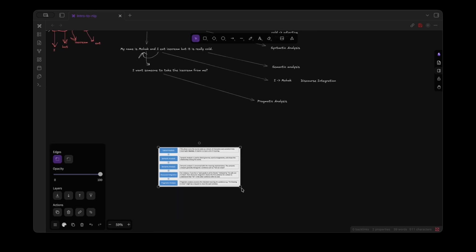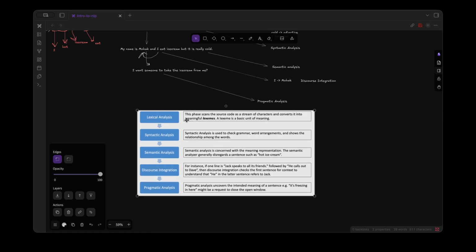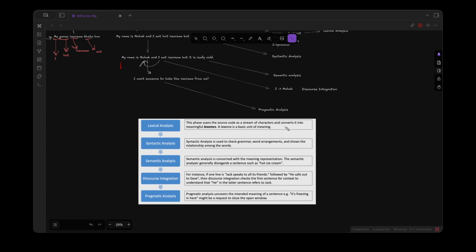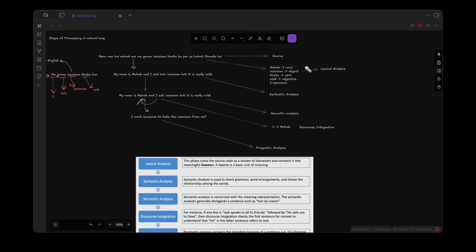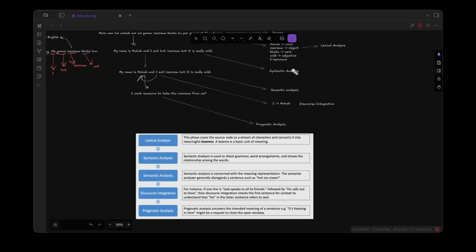So this is the image, you can pretty much read it from it. In this phase we analyze the source code as a stream of characters, taking one character at a time and converting it to meaningful lexemes. Lexemes are basically this particular thing. "Mohak" refers to a noun, so you can think of it like an array or a 2D array, where the first index is the word itself, and the second index is the type of word it is. Okay, so this is the lexeme. A lexeme is the basic unit of meaning.